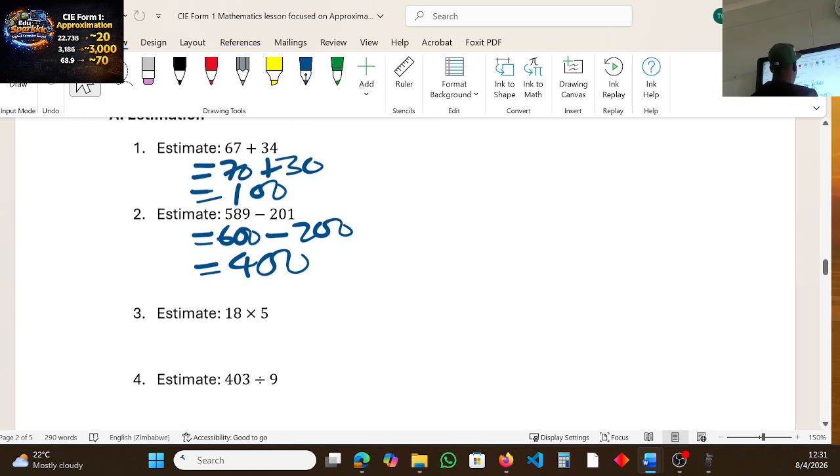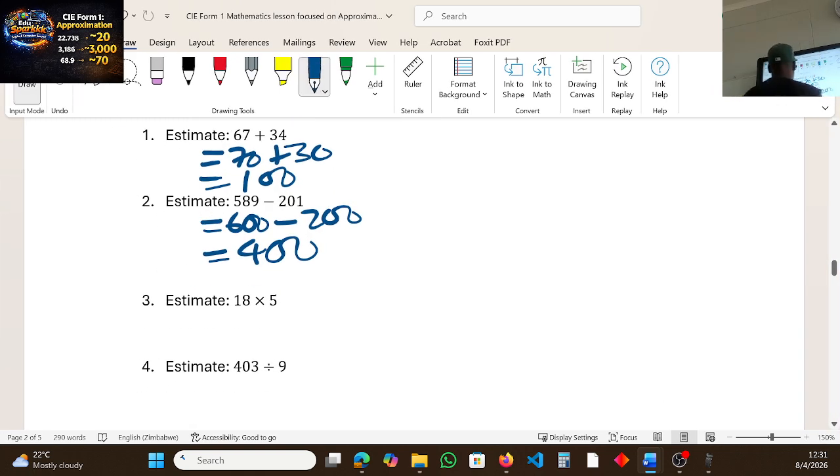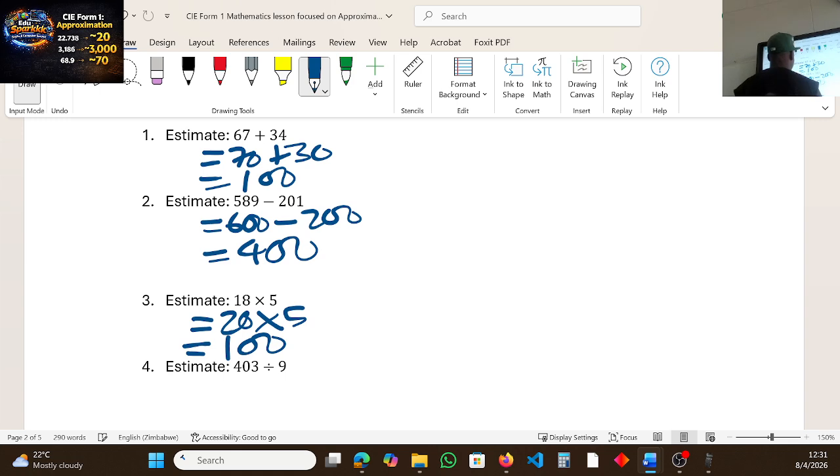Then moving on, we have got 18 times 5. But because we are estimating, 18 is closer to 20, and 5 I think is still okay. So 20 multiplied by 5, I think this will give us 100. I think it's a nice guess.